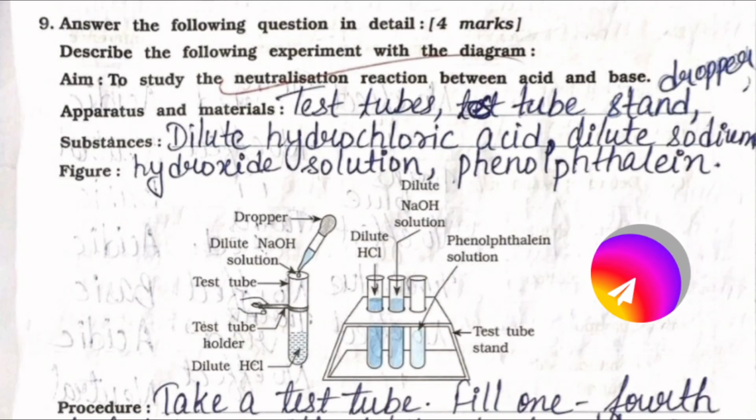Now question number 9. Answer the following questions in detail. The question is, describe the following experiment with the diagram. Apparatus and materials are test tubes, tube stand and dropper. Substances are dilute hydrochloric acid, dilute sodium hydroxide solution and phenolphthalein.